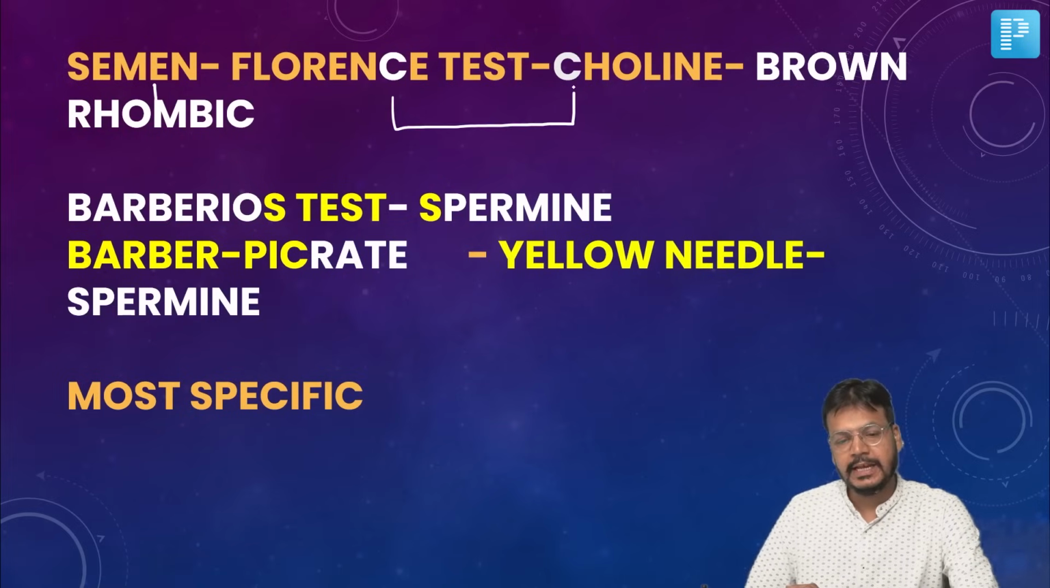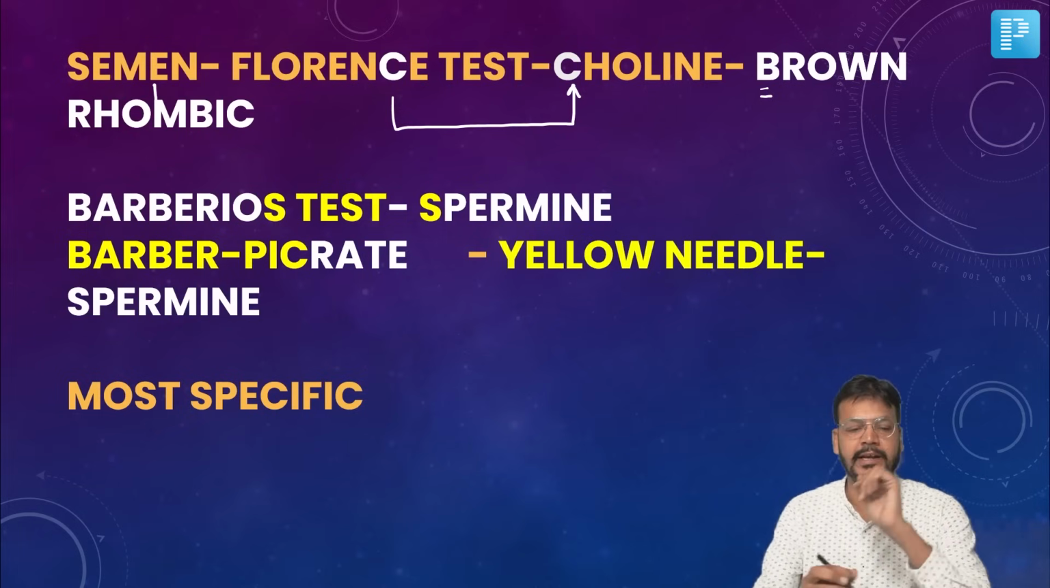Florence, C, it detects choline crystal. Choline, and also you can remember choline, chole. What's the color of the chole? Brown. It's a brown rhombic crystal. This is for semen. Blood stain is already done.